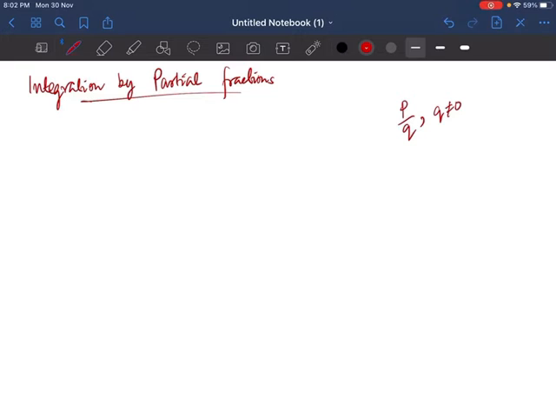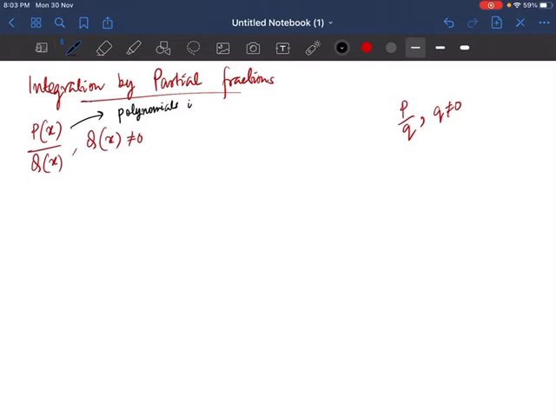Now in this portion we will be starting to know about rational functions. So what are rational functions? Rational functions are those functions which are expressed in the form of p(x) by q(x), provided q(x) is not equal to 0. So these are rational functions, where p(x) and q(x) are polynomials in x.